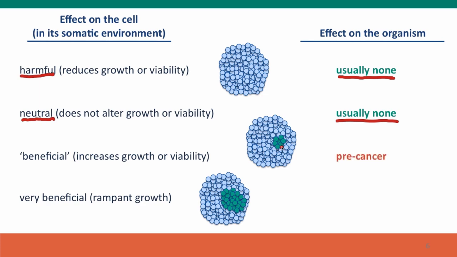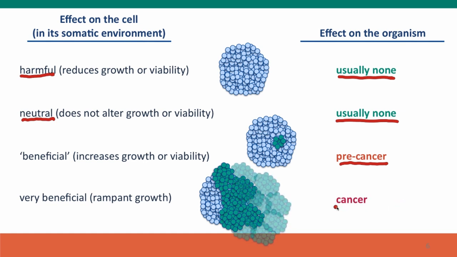But if the mutation benefits the cell, enables it maybe to grow when it shouldn't, and to grow into a clump of cells, all of whom have inherited its rapid growth properties, we often view these cells as being precancerous cells. And of course, if the mutation is very beneficial to the cell, allows it to undergo rampant growth, then from an organismal perspective, we describe this as a cancer.